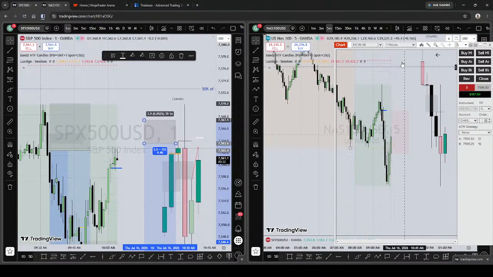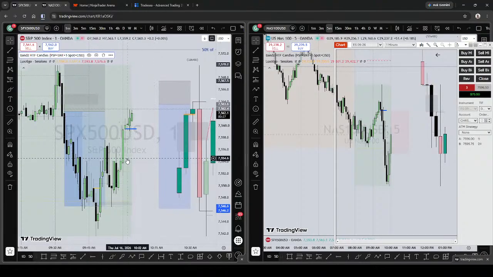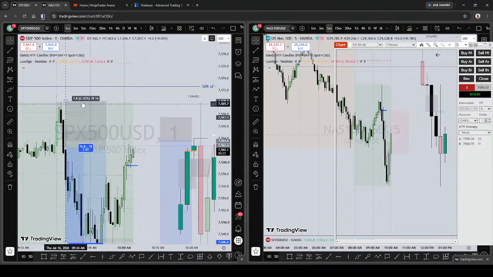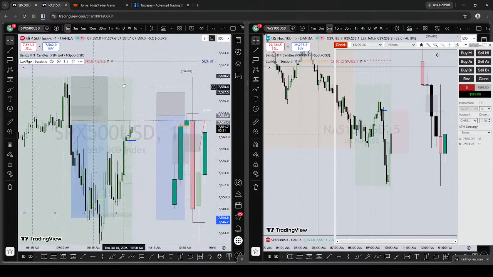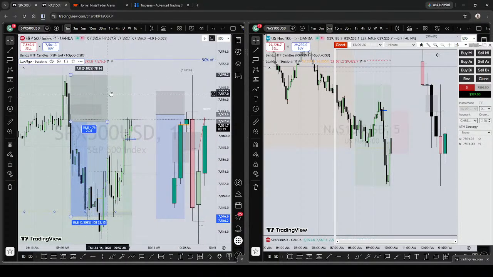I doubt that this is possible. NQ is much weaker than ES. ES is so much stronger. So yeah, this is still possible. These are equal highs here. But I'm confident this is the high of day for the New York session. But let's see how it goes.